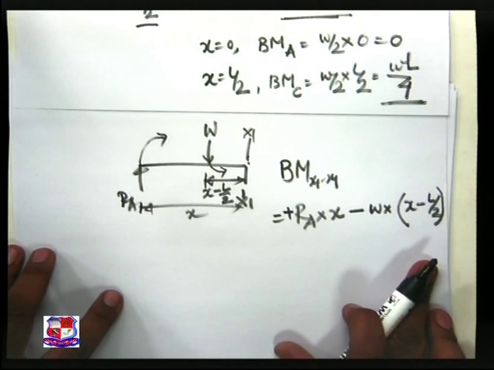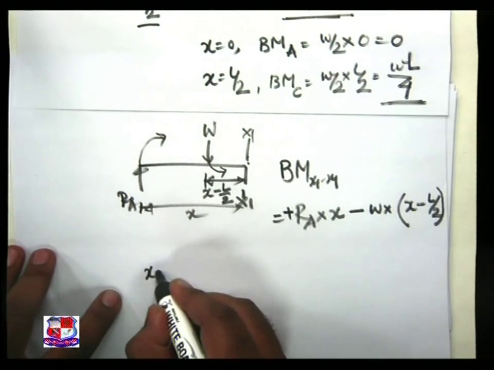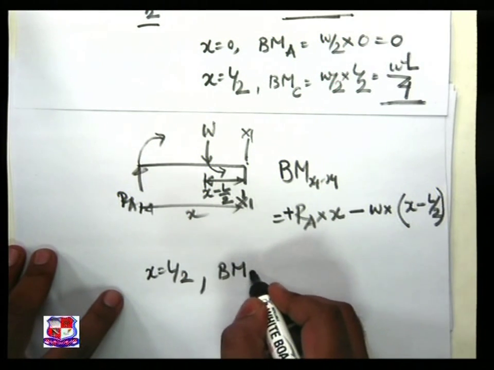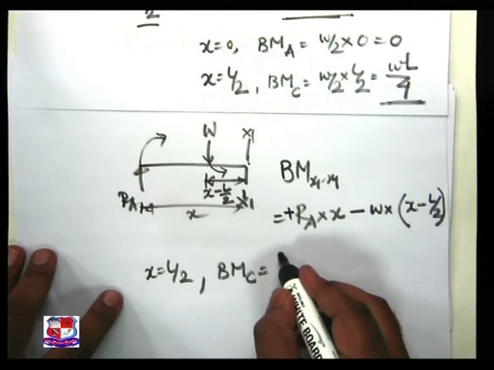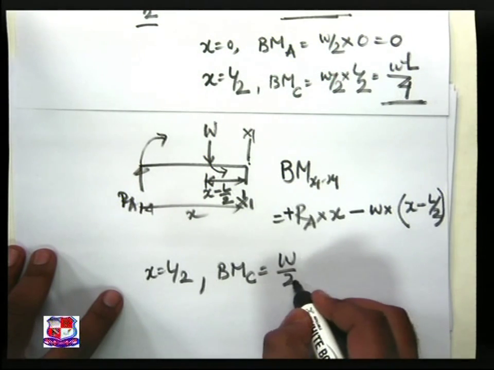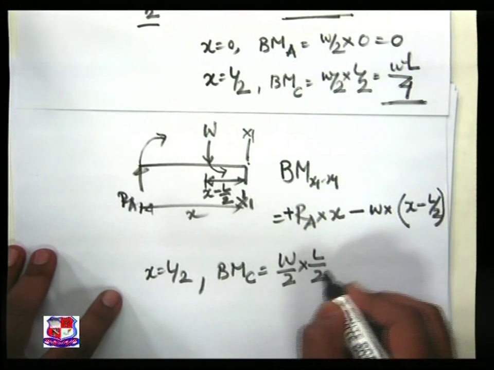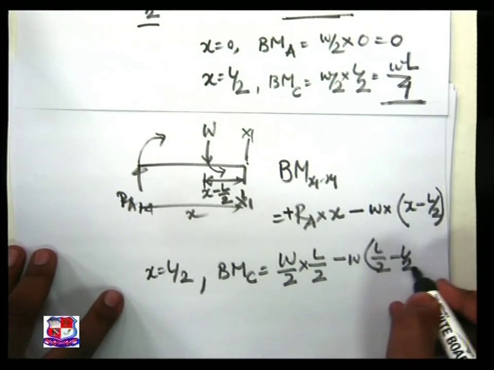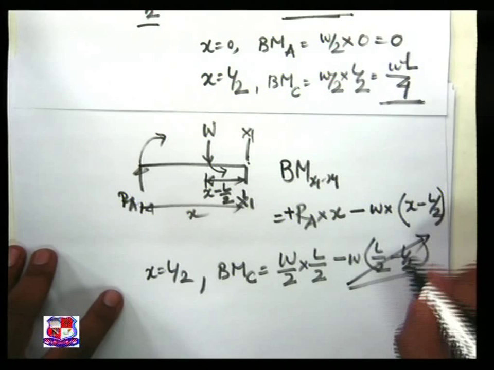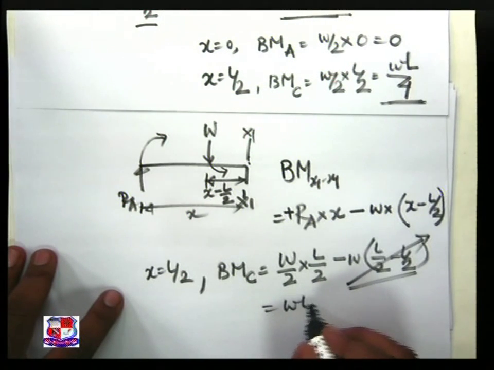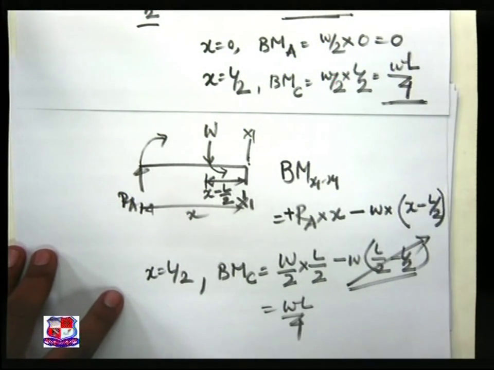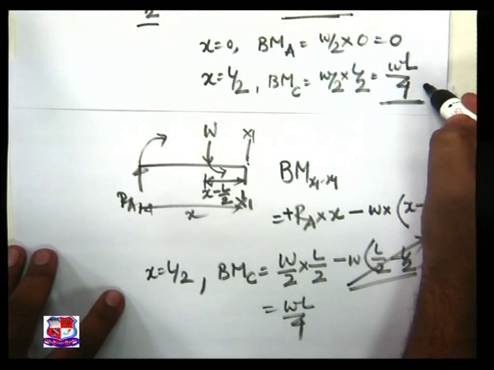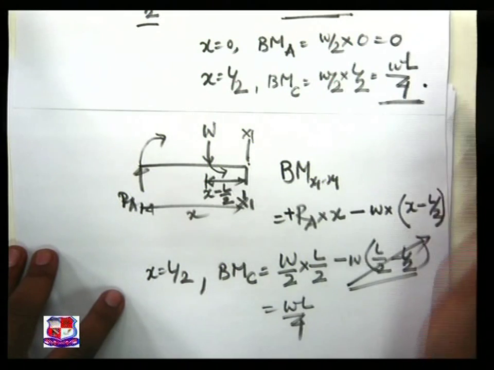Now let us put the value x equal to L by 2. My bending moment once again at C is equal to W by 2, that is RA, into x which is L by 2, minus W into L by 2 minus L by 2. This term is nullified, 0, and we achieve WL by 4. The same we achieved over here. So the bending moment at C is WL by 4.